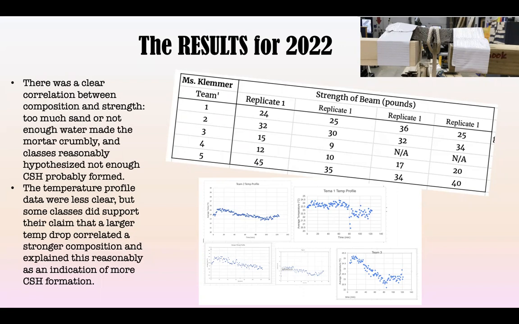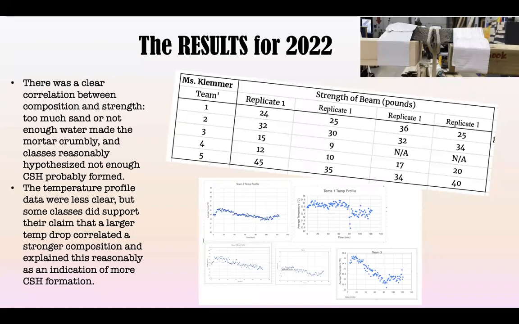And you can see the results for each replicate. In a couple cases, not available meant that actually the bars never made it. They broke before they could ever be tested. And you'll notice those are the ones that broke with a pretty low weight. So while there was a range of results, there were also some clear differences between composition and strength.